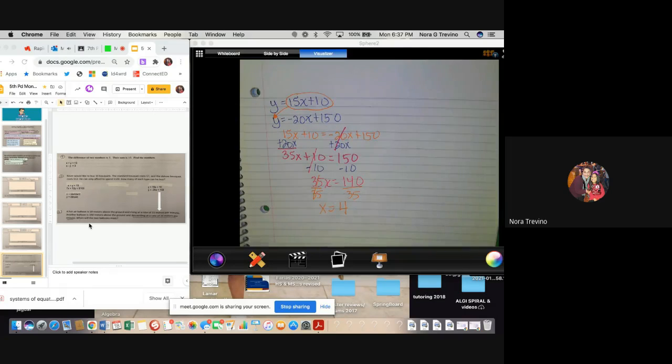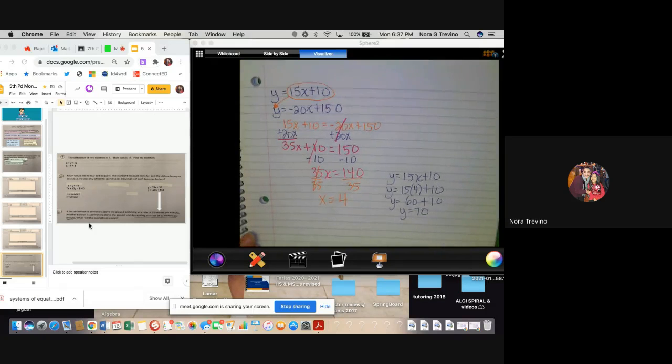So now pick whatever equation you want. I'm going to pick the top one. So y equals 15 times the 4 plus 10. 15 times 4, that is 60, plus 10, that's 70. So my answer is 4, 70, but remember that this is a word problem.